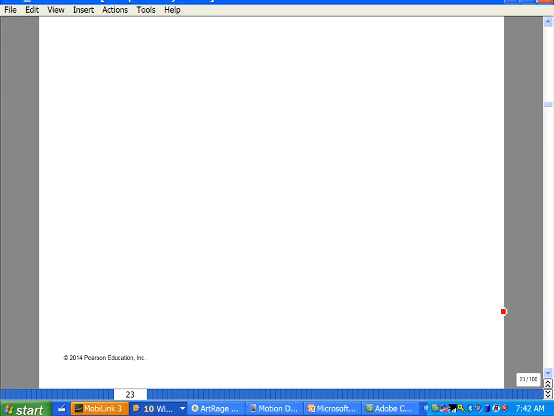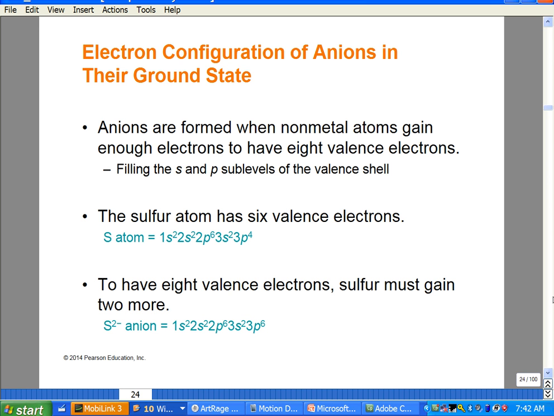has this electron configuration. It has 16 total electrons. It is in group 6. So we can look at the periodic table and predict that it would need 2 extra electrons in order to have a complete outer shell of 8 electrons.